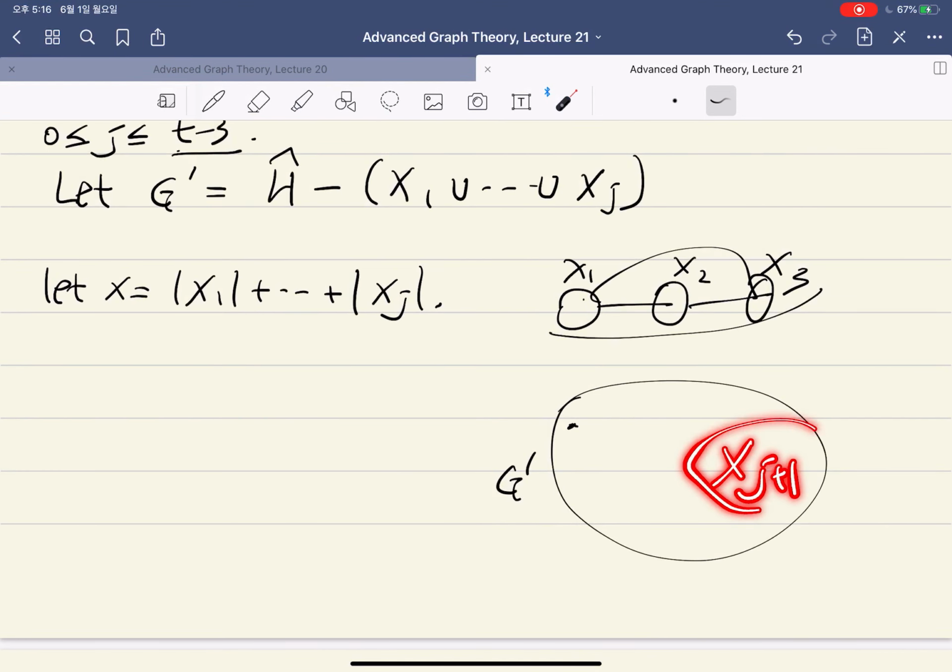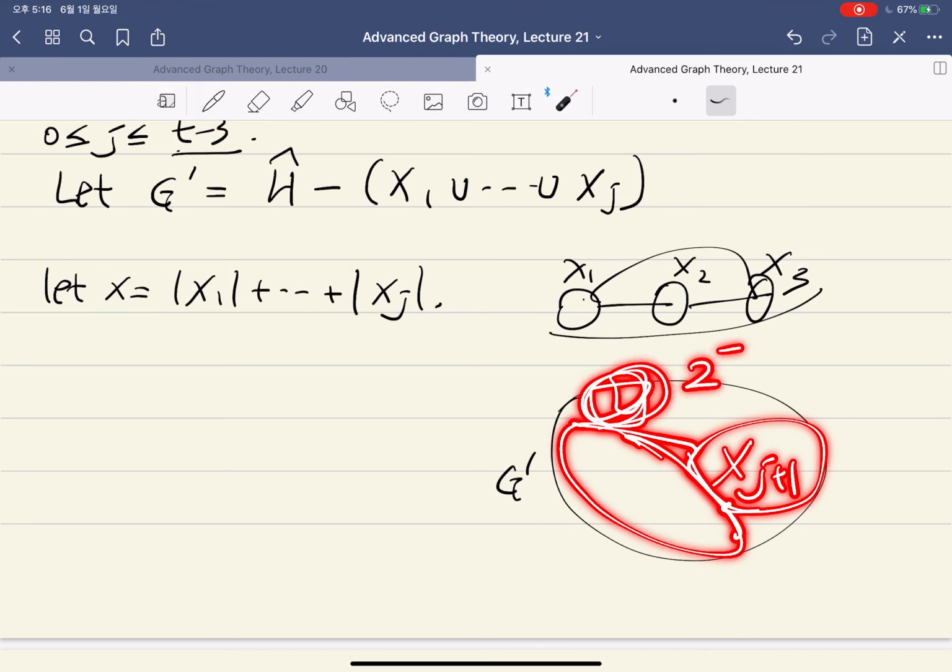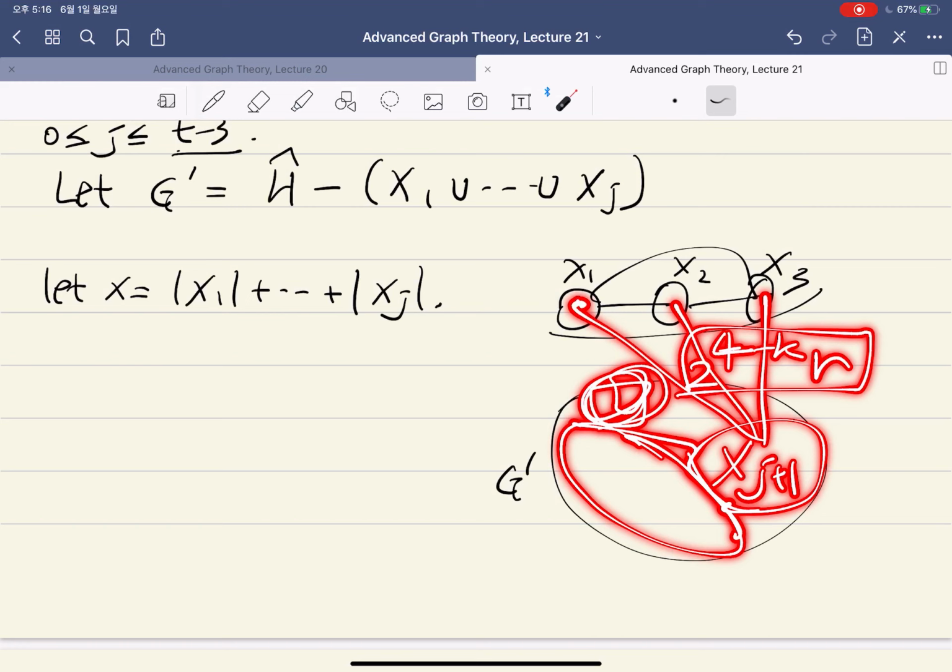x_{j+1} that we want to choose. We want to choose this satisfying 3 conditions. First, it dominates many vertices here except a very small number. This small number is 2^{4-k} times r. Second, we want it to have edges to each of these x_1 to x_j. Third, we want it to be connected.